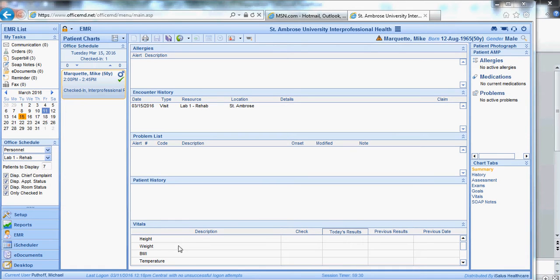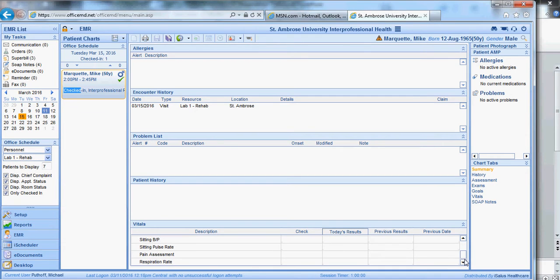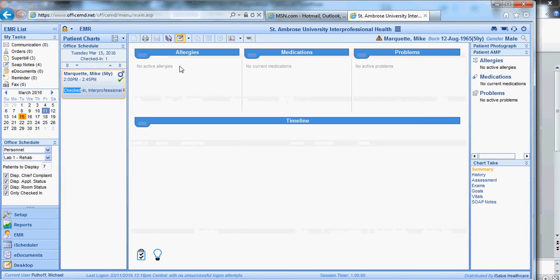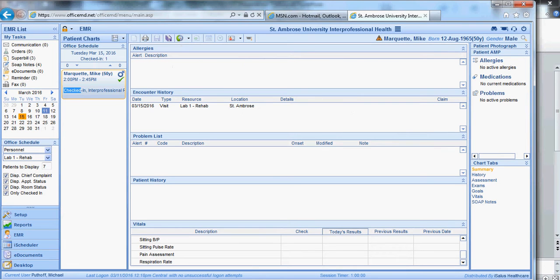If we're measuring height, weight, BMI, temperature, maybe not necessarily for rehab, but some other professions might do that, we can see the running total of all these things, pain assessment, etc. You can change this display if you want to. You can click this little clock up here, and then we have allergies, medication, timeline. I personally prefer to look at it this way, and that doesn't really fit into what we're doing in our clinic. So what we're doing, we have a summary over there. This is the summary tab. Let's go to the history.